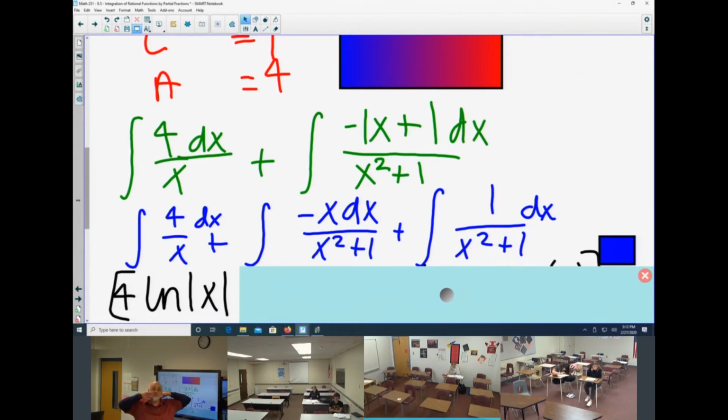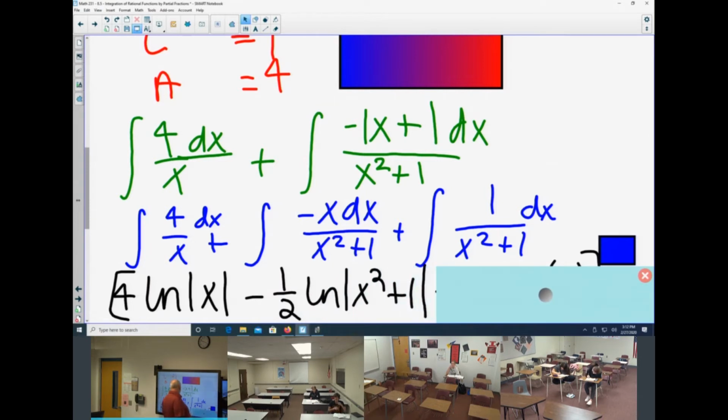Okay, so I got negative 1/2 log natural of x squared plus 1. All right, good. So your u is this, your du, you need a 2 up there. So that's what you get, a 1/2, and it gets absorbed up there. Okay, good.